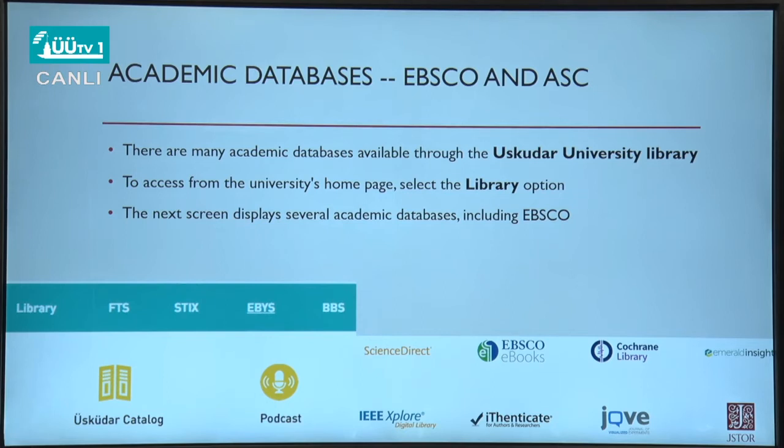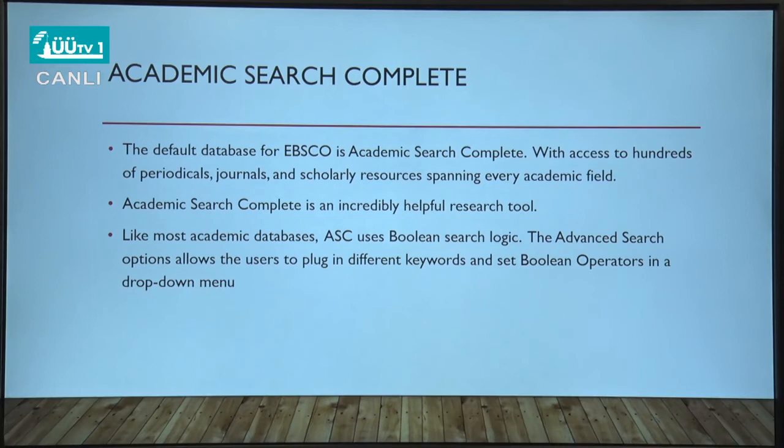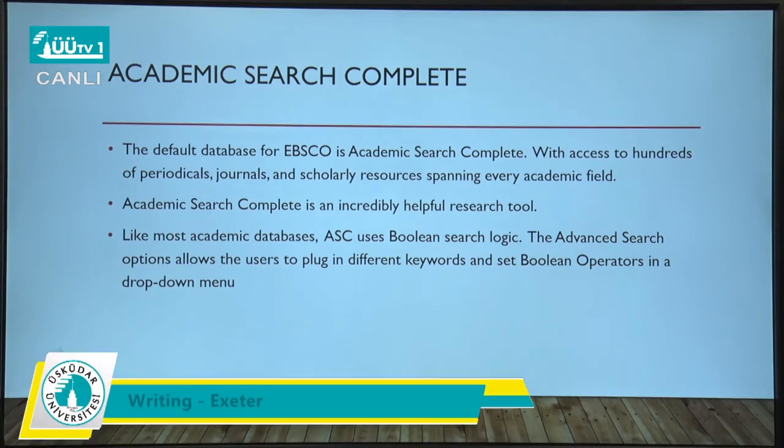So let's talk about EBSCO. Of course, we have different names for it. The default database for EBSCO is Academic Search Complete, with access to hundreds of periodicals, journals, and scholarly sources spanning every academic field. So you can find different academic fields here in EBSCO. Academic Search Complete is an incredibly helpful research tool. It means you can find articles, presentations, books, whatever you need, there.